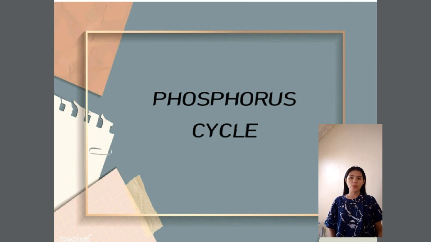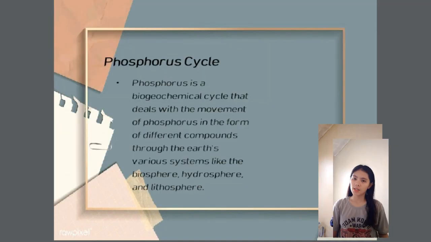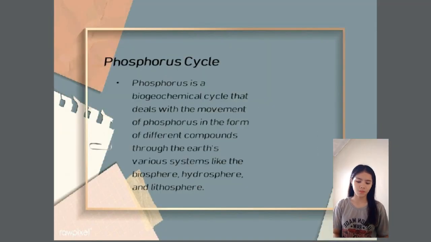So, I am going to discuss the definition of the phosphorus cycle and the five steps in it. So, what is the phosphorus cycle? The phosphorus cycle is a biogeochemical cycle that deals with the movement of phosphorus in the form of different compounds through the Earth's various systems like the biosphere, hydrosphere, and lithosphere.